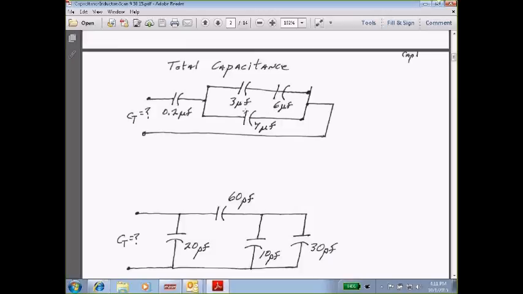That 2 is in parallel with that 7, which means we add them together. 2 plus 7 is 9. Now, if I take that 9, all that is in series with 0.2. So product over sum, 0.2 times 9 divided by 9.2. And I come up with 0.195. Very close to the 0.2 because 9 is so much larger than 0.2. But it will be smaller than the smallest one in the group, but in this case, just a slight bit smaller.